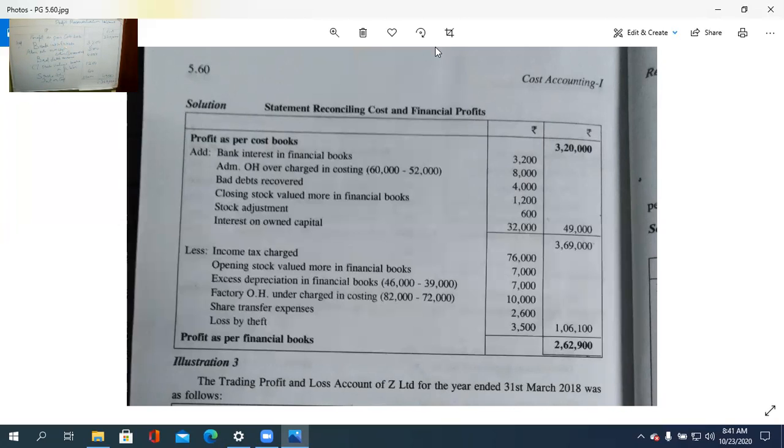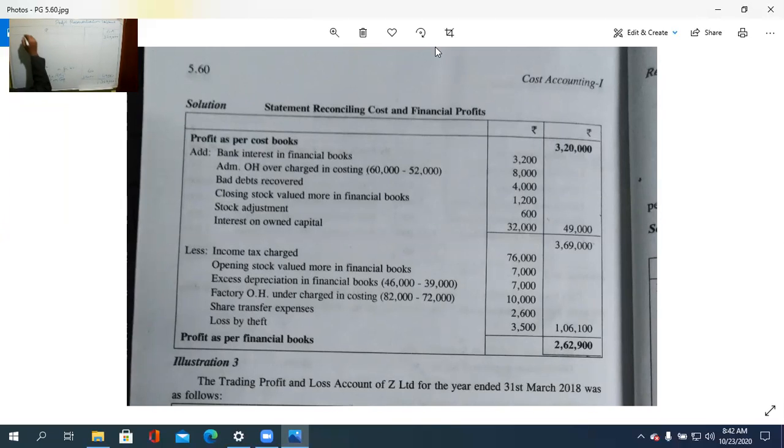So here closing stock valued more upon opening stock valued more in financial books. The opposite of this is where the stock adjustment is more or less, and interest on capital, and if there is interest on drawings, in such a case. So that you are aware of the format. You need to study the format first. First understand which items are to be added and which items are to be deducted. Then next, what all items are to be deducted, that we will see.